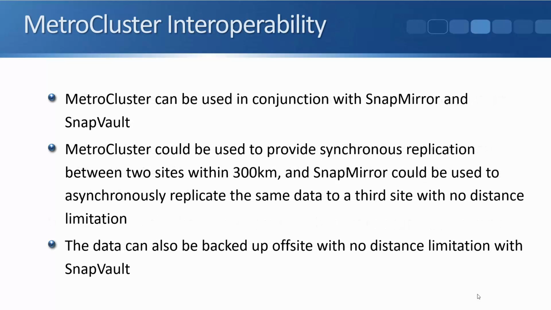The last thing to tell you about is MetroCluster interoperability with our other data protection technologies. It can be used in conjunction with SnapMirror and SnapVault. For example, MetroCluster could be used to provide synchronous replication between two sites within 300 kilometers, and SnapMirror could be used to asynchronously replicate the same data to a third site with no distance limitation.